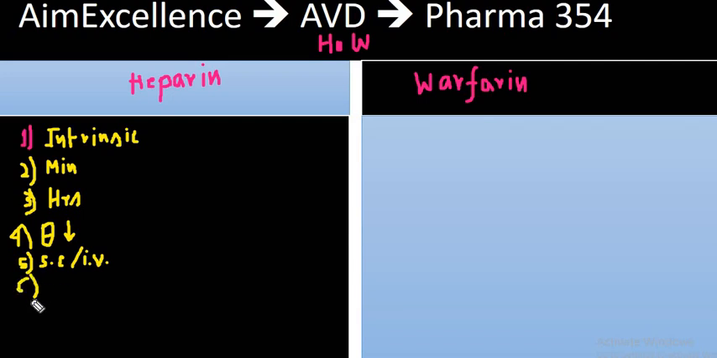The antidote is protamine sulfate. And it actually has renal excretion.